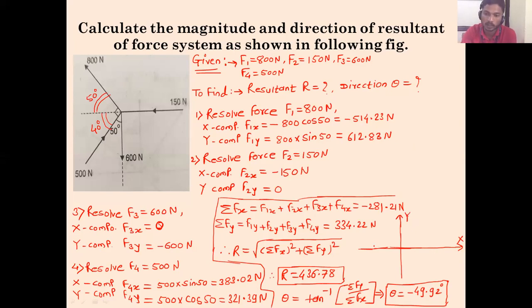So in which quadrant that R will come? Fourth quadrant. So here I will show now R, not total value R, and this will be theta. This will be theta equal to whatever we got, minus 49.92 degree. So likewise you can show. Have you understood this? Yes, sir.